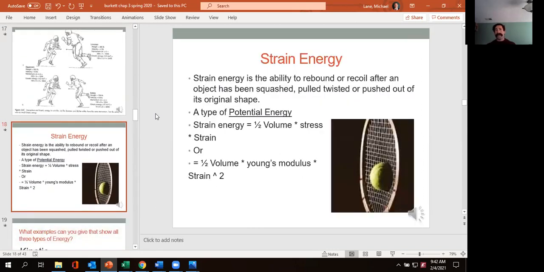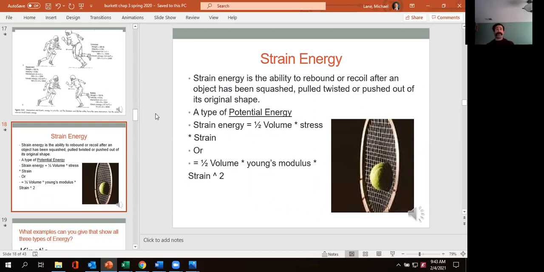Now, strain energy is another type of potential energy, and this is effectively coming from an elastic rebound effect. So think of tennis rackets, think of bows and arrows. Our strain energy is going to be equal to half the volume, so effectively the surface area otherwise that is being distributed over, multiplied by the stress and multiplied by the strain. Now, there's also another version where you can go half the volume by Young's modulus, which is going to be a set number, and then the strain upon the object.